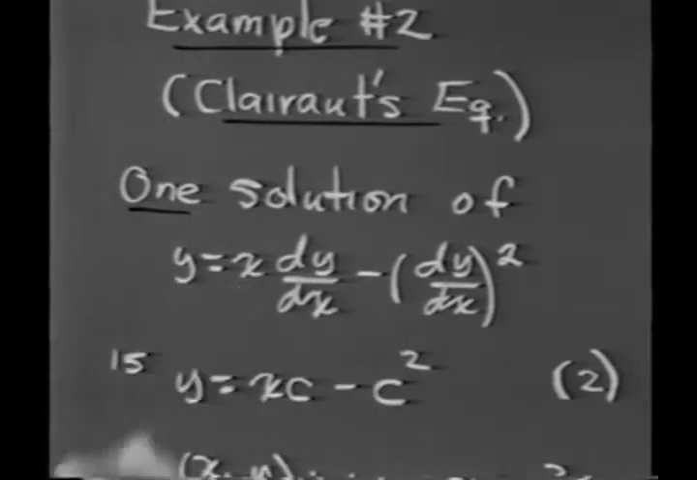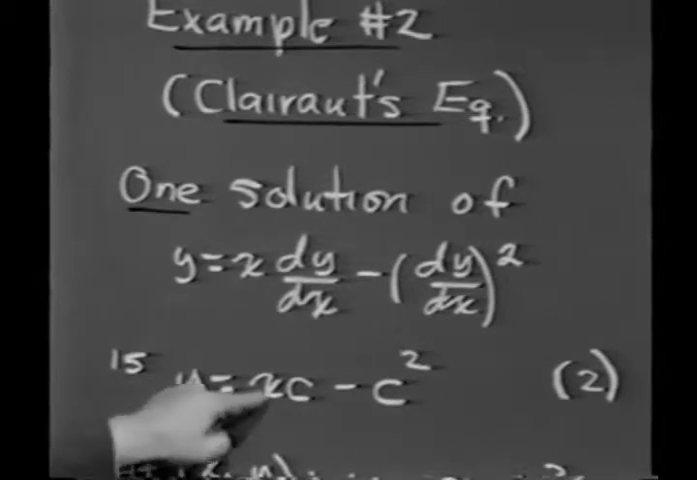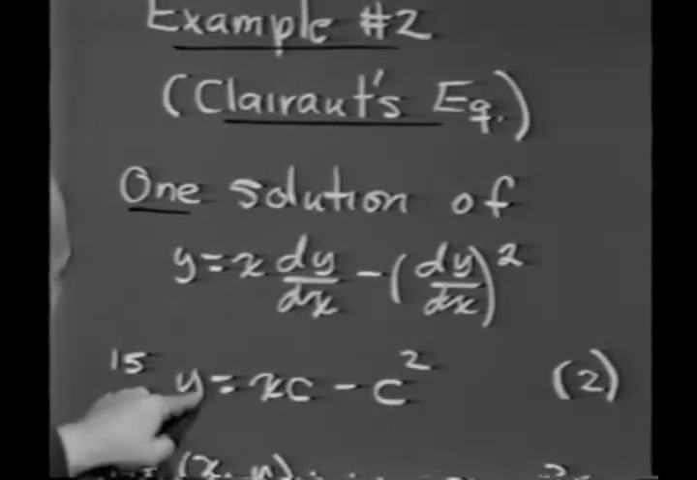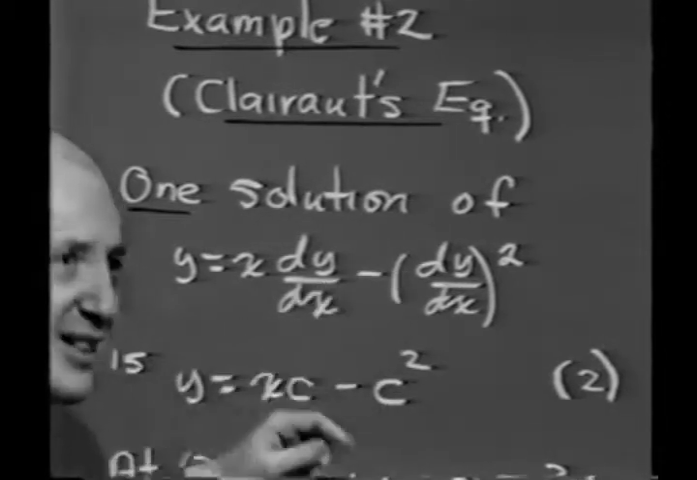By the way, the proof that this is a solution is simply differentiate this. You get that dy/dx equals c. Since c is dy/dx, every place you see a c, replace it by dy/dx, and that will give you what? y equals x dy/dx minus (dy/dx) squared.